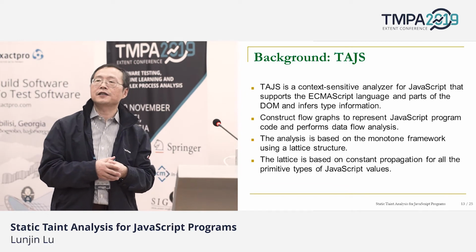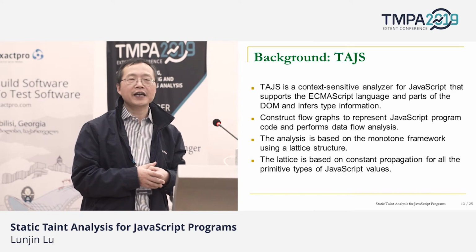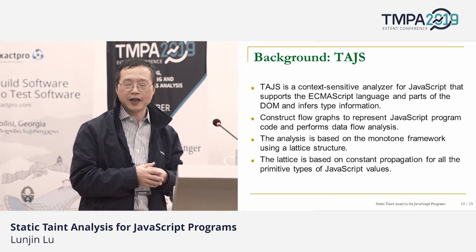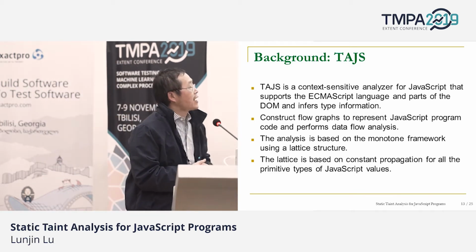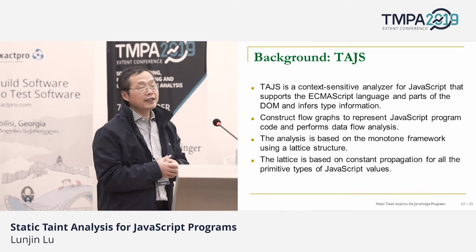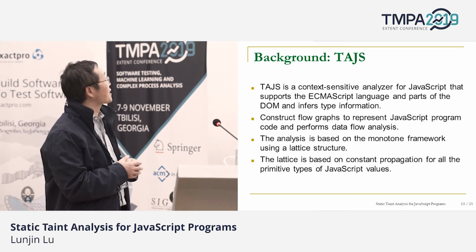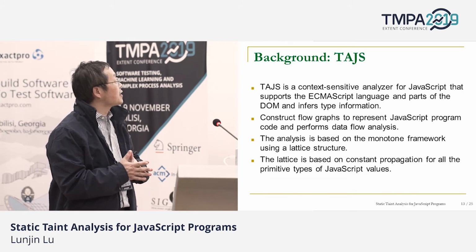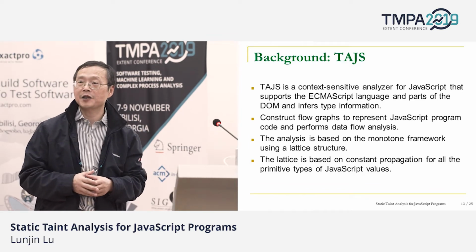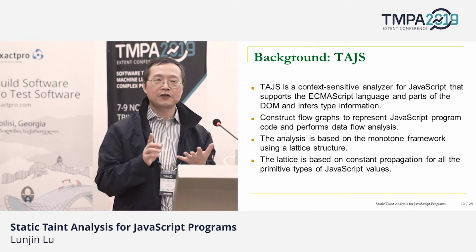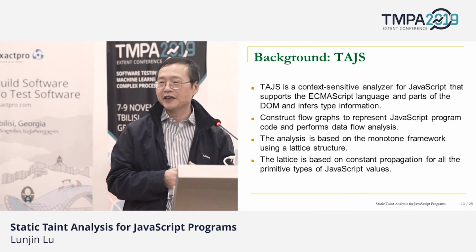This is important because JavaScript is not a statically typed language, so you can change the type of a variable dynamically. This analysis is based on the monotone framework using a lattice structure. The lattice structure is quite complex, but it is based on constant propagation domains for primitive data types. So there's a constant propagation domain for strings, another one for Booleans, another one for floating point numbers, etc.